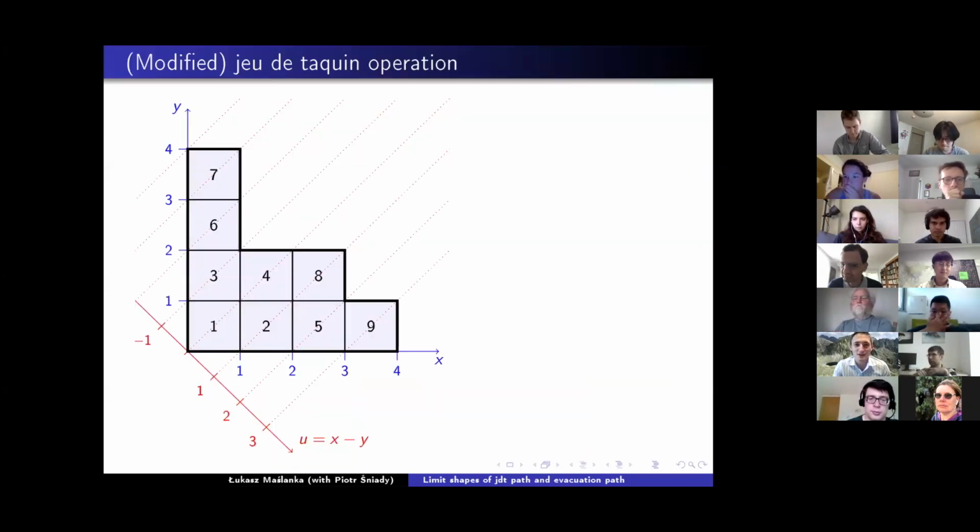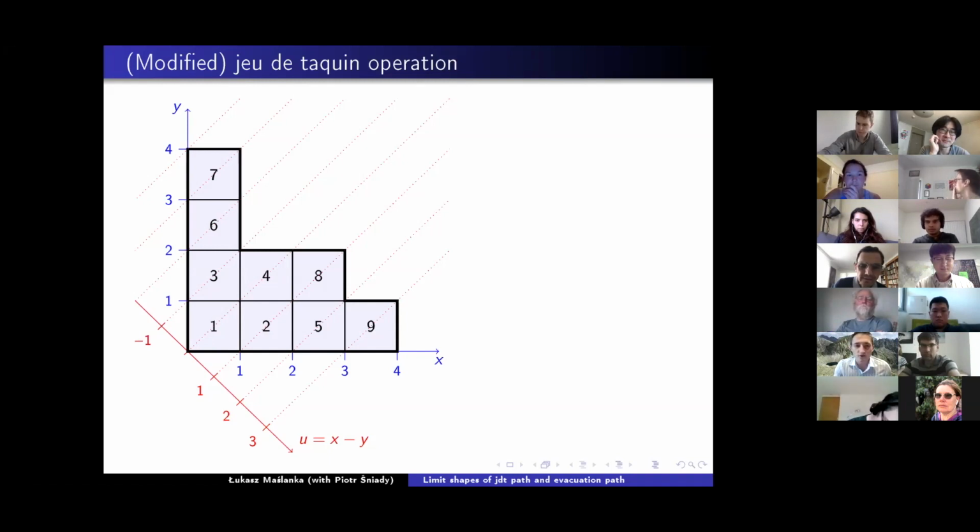Okay, so I'm starting with introducing some notations. So we are going to draw diagrams on the Cartesian plane. Each box of the diagram and tableau will be a square of size 1 by 1. And we will draw them in French convention. That is, the entries are increasing from left to right and from bottom to top. For our purposes, it will also be helpful to consider u coordinates of the boxes, which is the difference between its x and y coordinates.